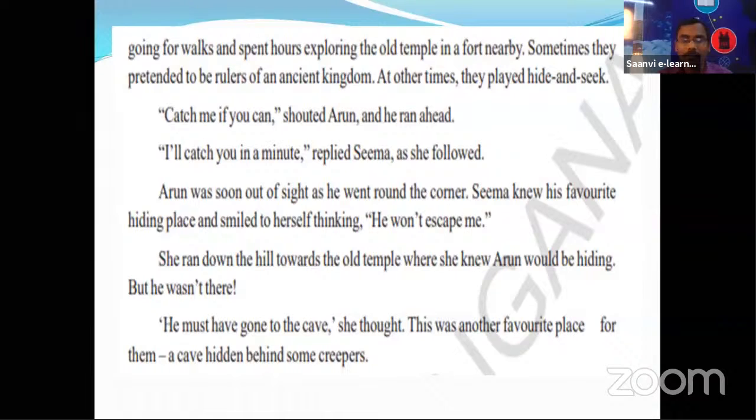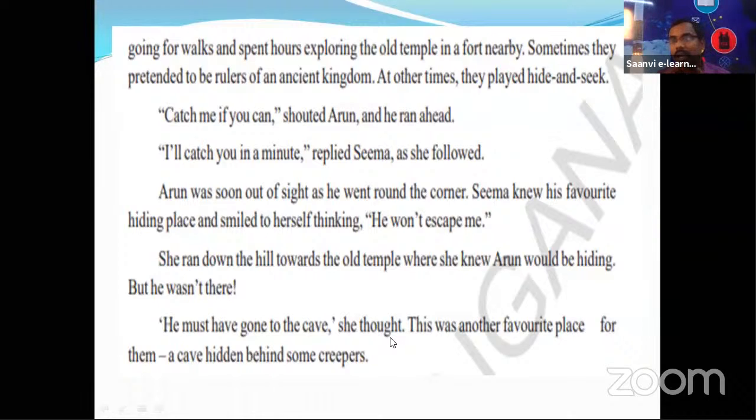Arun is missing. Then he must have gone to the cave, she thought. If Arun is not in the temple, there is another place he would hide. What was that? It's a cave. This was another favorite place for them, a cave hidden behind some creepers.